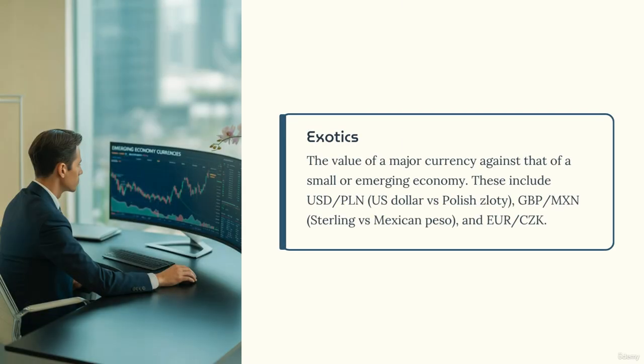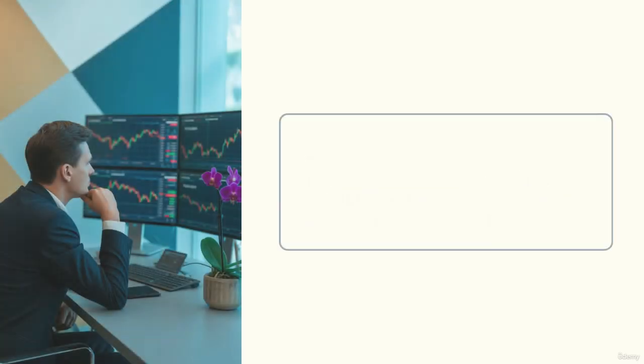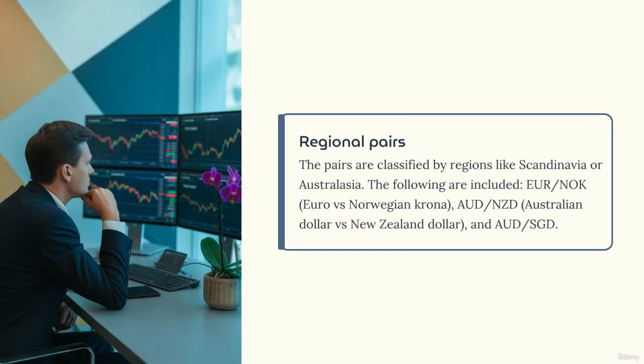Exotics. The value of a major currency against that of a small or emerging economy. These include USD/PLN, US dollar vs Polish zloty, GBP/MXN, British sterling vs Mexican peso, and EUR/CZK. Regional pairs. The pairs are classified by regions like Scandinavia or Australasia.